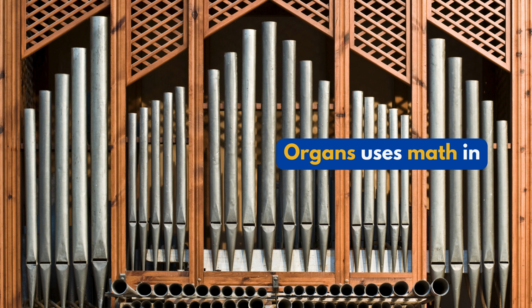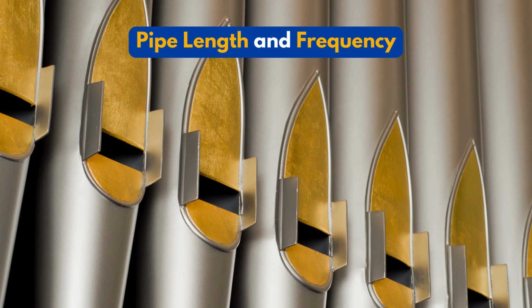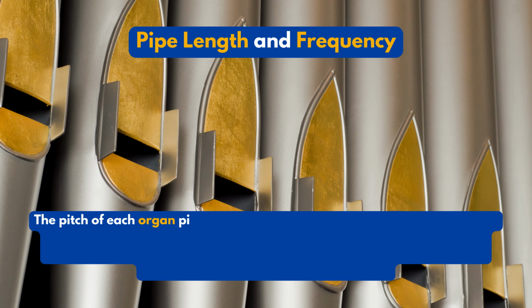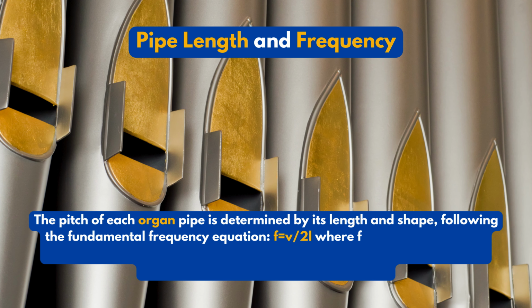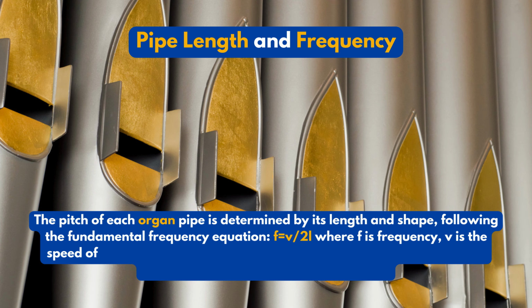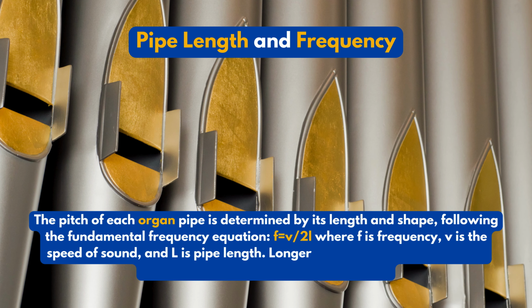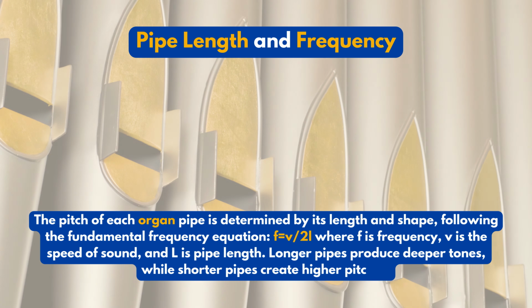Organs use math in pipe length and frequency. The pitch of each organ pipe is determined by its length and shape, following the fundamental frequency equation: F equals V over L, where F is frequency, V is the speed of sound, and L is pipe length. Longer pipes produce deeper tones, while shorter pipes create higher pitches.